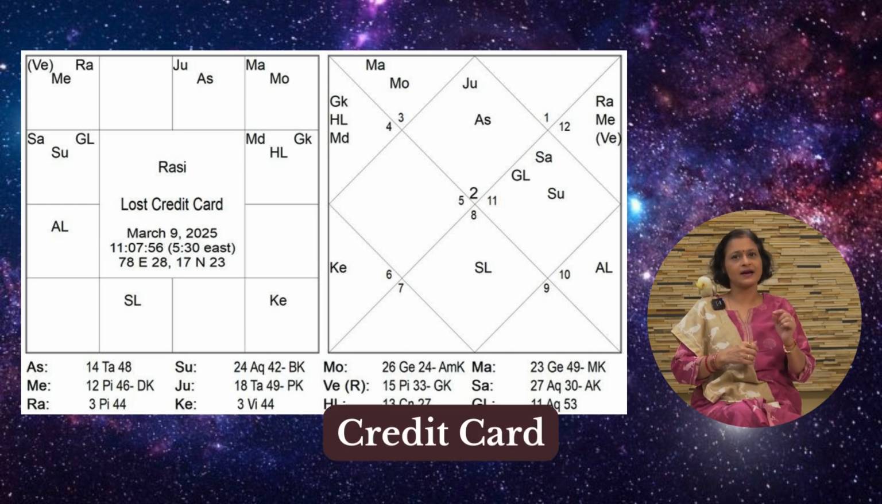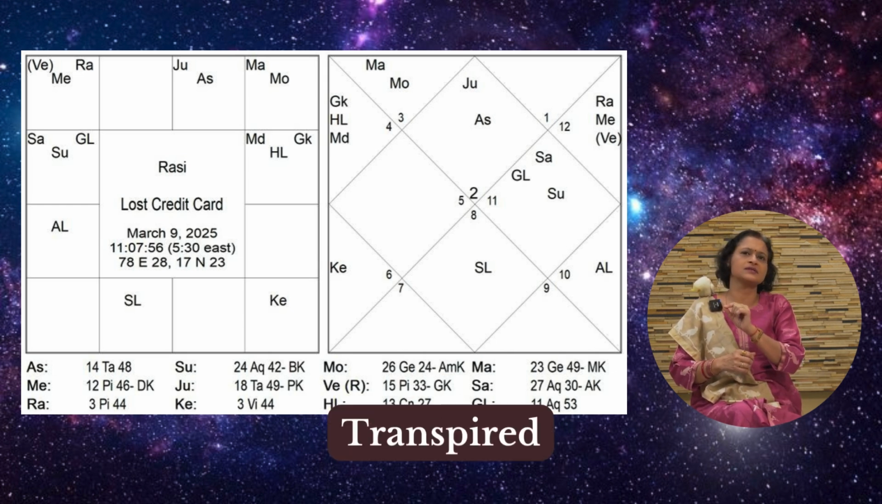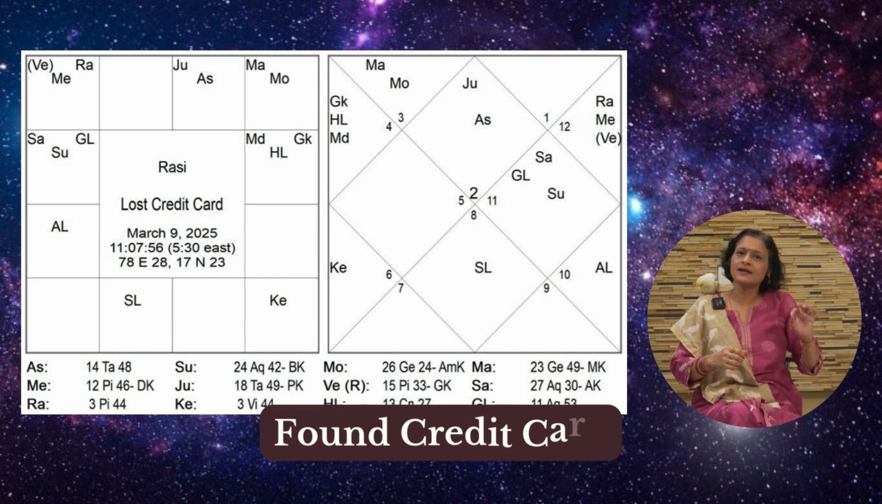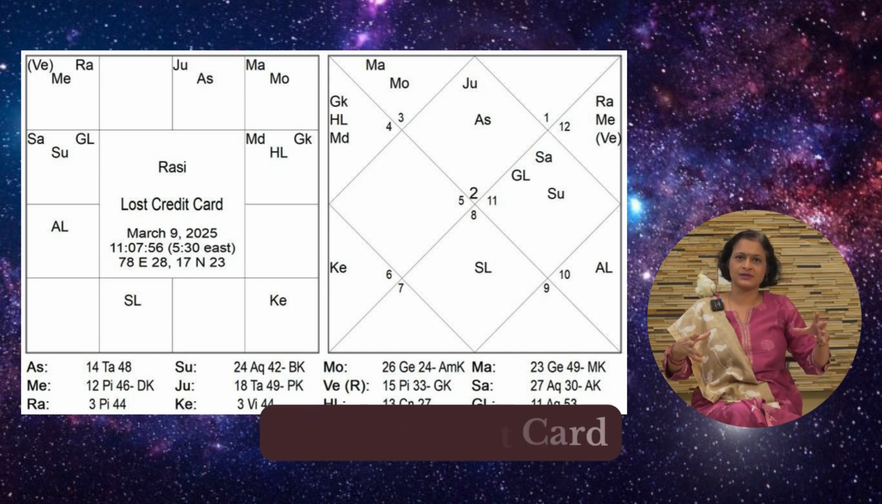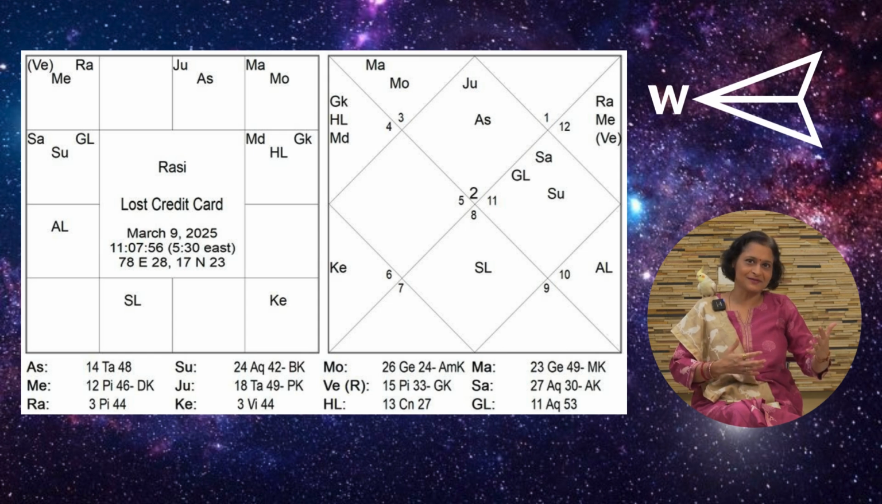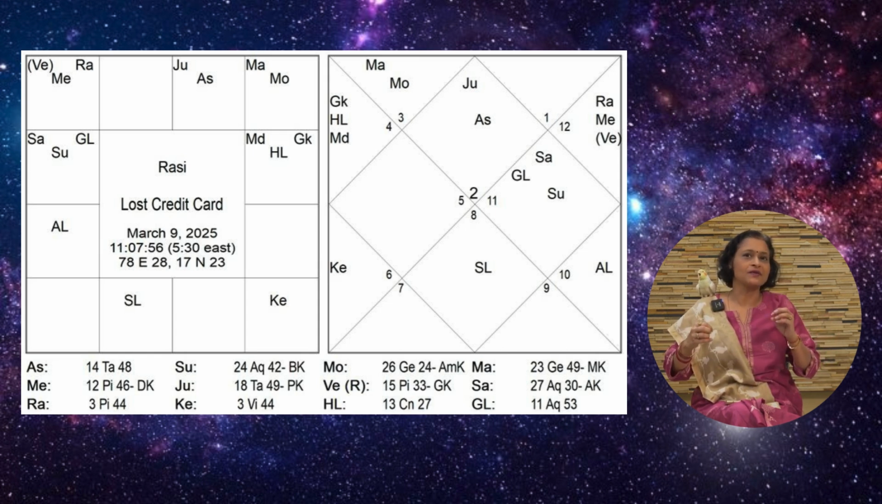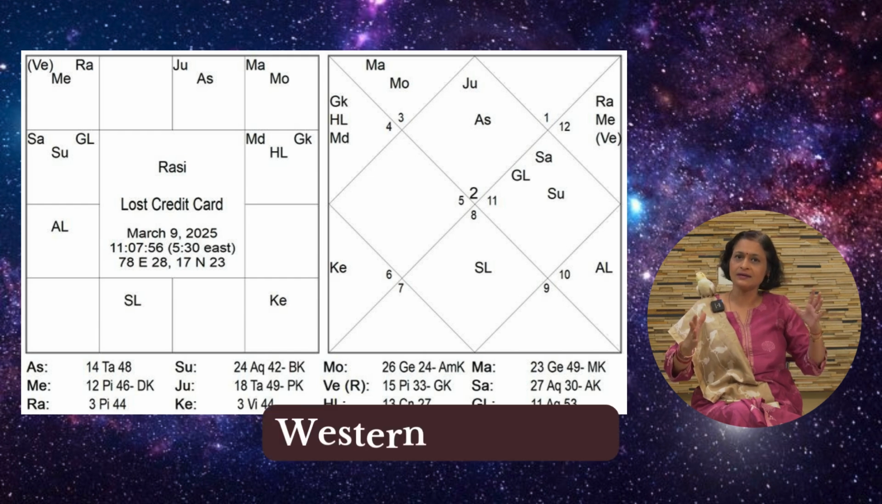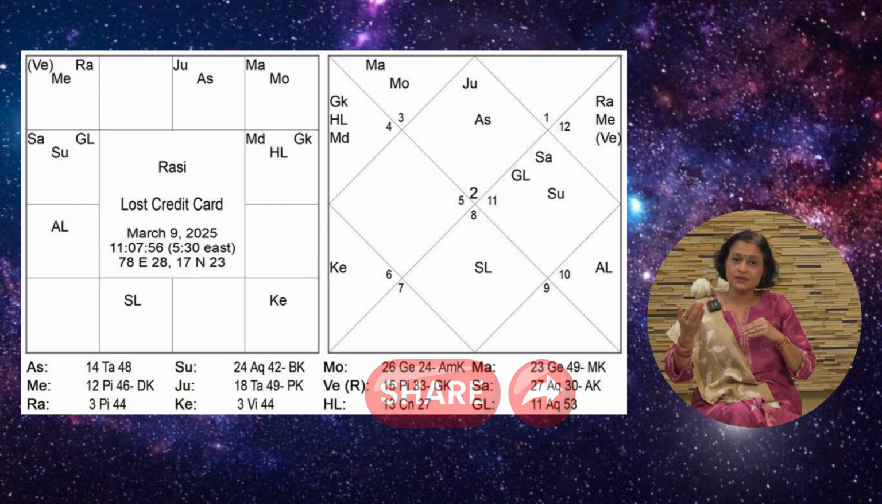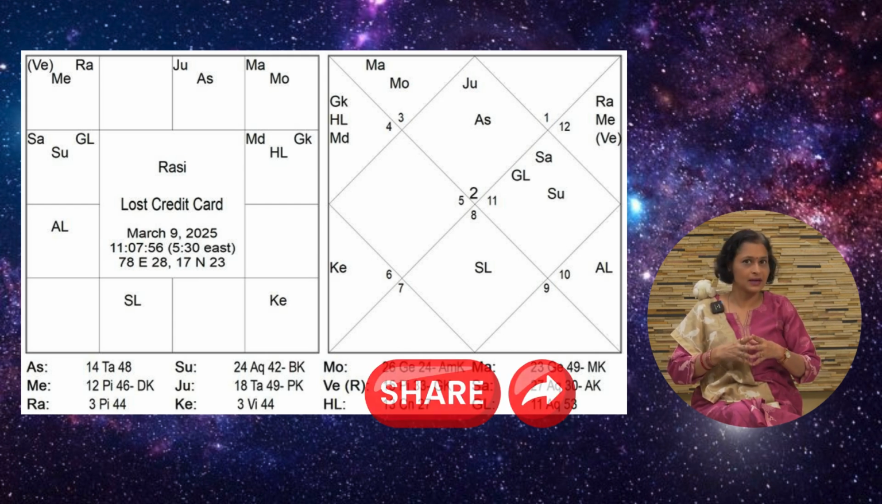Exactly, that is exactly what transpired, because the credit card was found by the person in the western direction of the house, where his wife, who was cleaning the area, had put a book in a box, and the box was there in the western direction. So the credit card was in the book, in the box, in the western direction of the person's house.